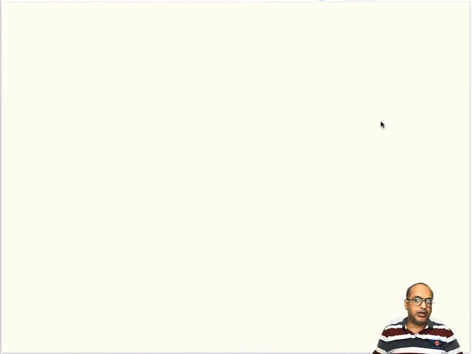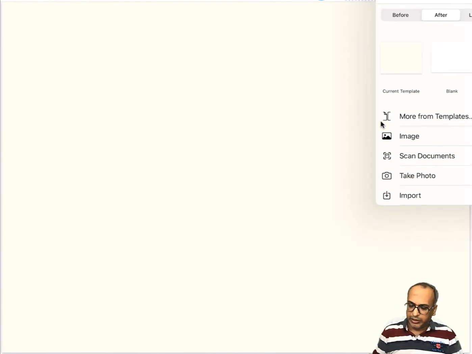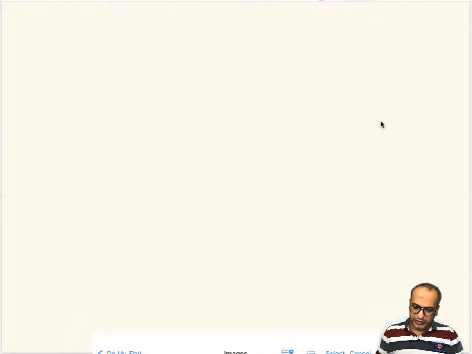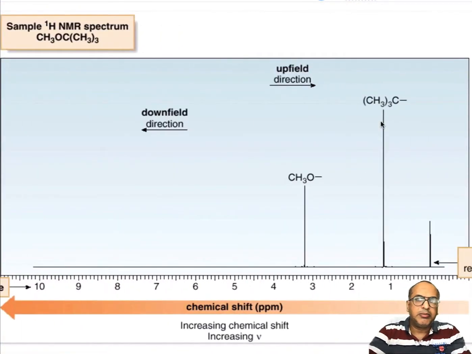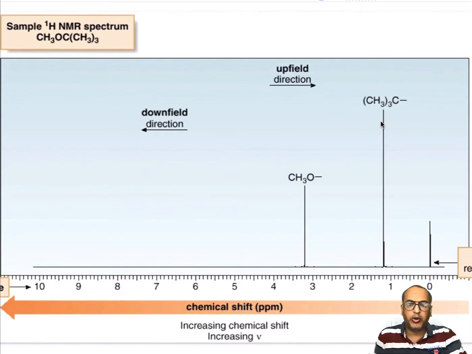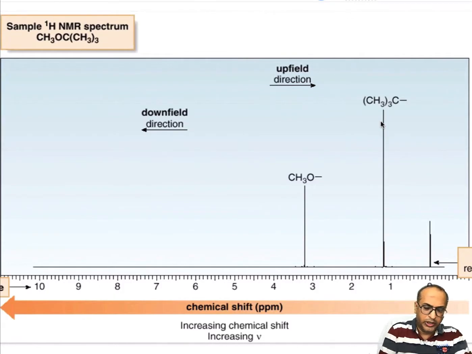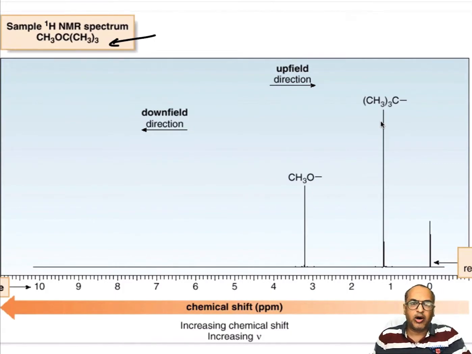Okay, so let me pull out a sample NMR spectrum. So for example, what you're looking at is a typical proton NMR spectrum, so a 1H NMR spectrum. Let me also first tell you the molecule. This is the molecule which is drawn over here. This is the spectrum of methyl tertiary butyl ether.